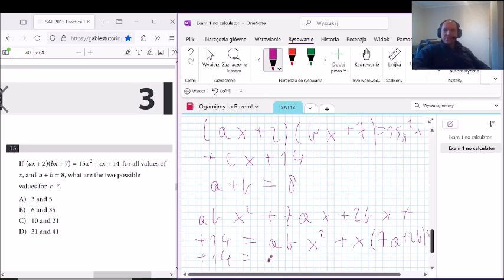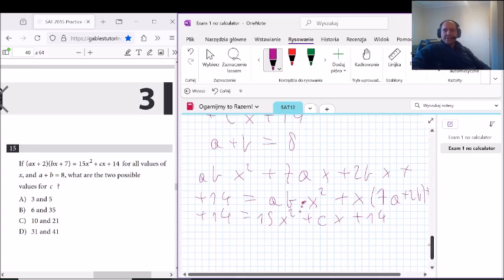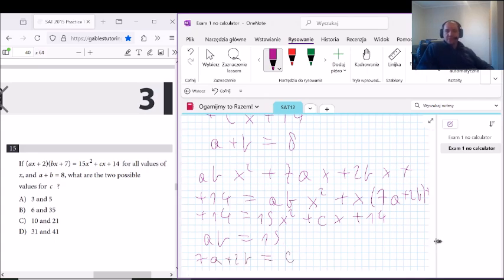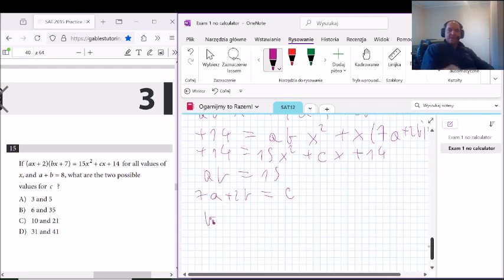And now we know it has to be the same as 15x squared plus cx plus 14. So if they have to be the same, then the coefficients for corresponding powers of x have to be the same, which means a times b has to equal 15 and 7a plus 2b has to equal c. 14 equals 14, so it's not a problem. And we also have this last thing that a plus b equals 8.